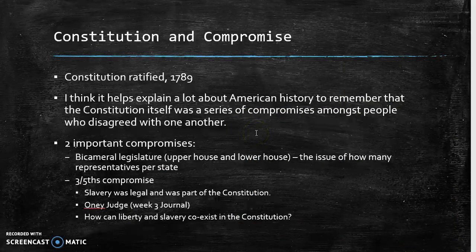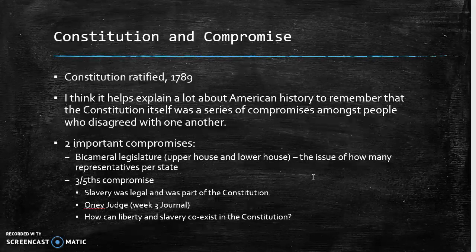Look at this slide here. As I said, I really think it explains so much about American history if we keep in mind that the Constitution itself was a series of compromises. Two of the important ones were the one that established the fact that we have a bicameral legislature with an upper house and a lower house, 2 senators per state, but the number of representatives in the lower house, the House of Representatives, depends on the population of that state. And then perhaps even more importantly, the 3/5 compromise, which said that slaves counted as 3/5 of a person for the purposes of counting the population of each state.